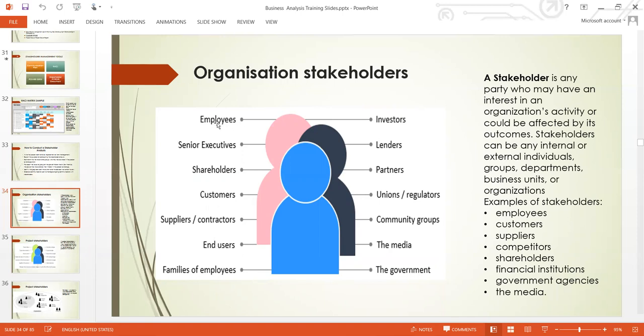The employee is a stakeholder. A senior executive is a stakeholder. Shareholders, they are stakeholders. Customers are stakeholders. Suppliers and contractors, they are stakeholders. End users, they are stakeholders. Family of employees are stakeholders. So your wife or your husband or children, they are stakeholders.